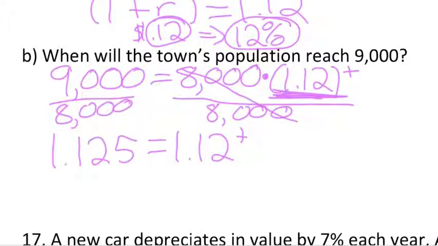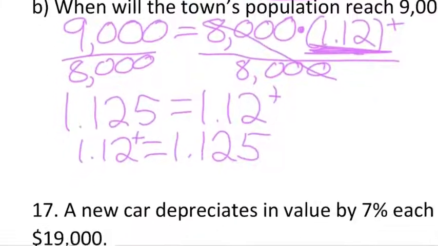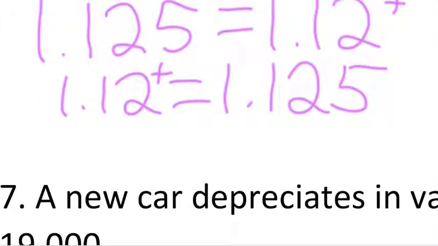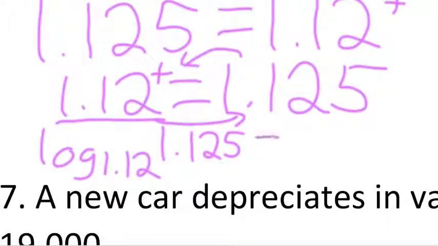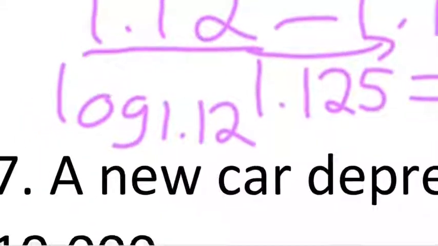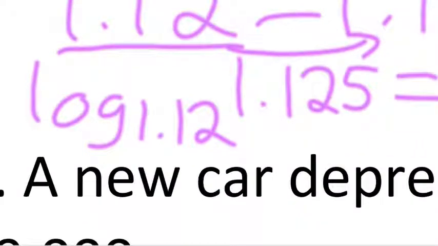But I'm going to keep on switching it so it looks like we're used to it. Again, I'm switching it so our base and our exponent is on our left side versus our right side. It means the exact same thing. So our 1.12 is our base. Then we're taking the log of our 1.125 and we're setting it equal to t. So this is what we're putting into Desmos.